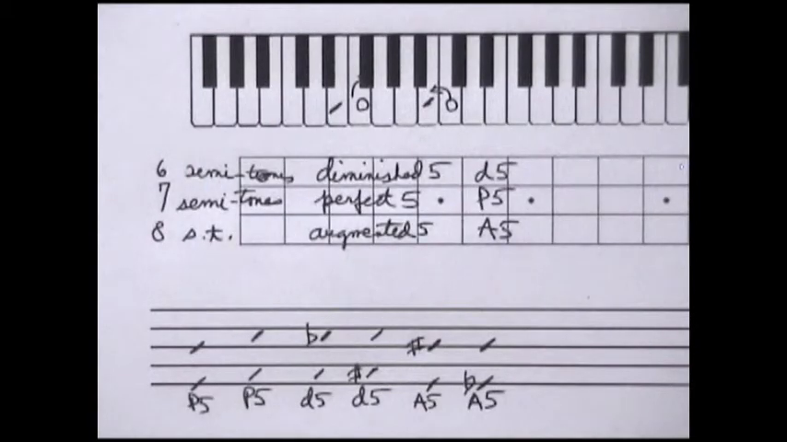We've looked at the interval of a fifth and seen that on the staff it's defined as line, line, line, or space, space, space. We looked at 3 of the more common variations on this interval: the perfect fifth, the diminished fifth, and the augmented fifth.